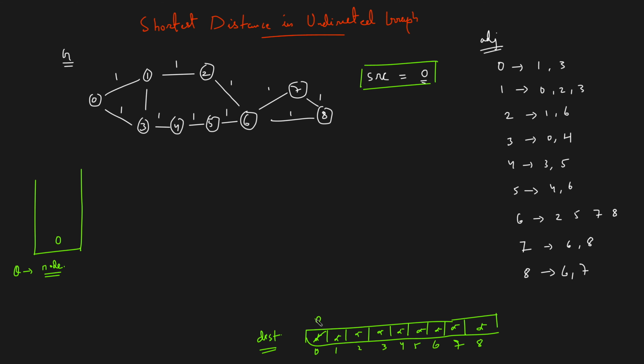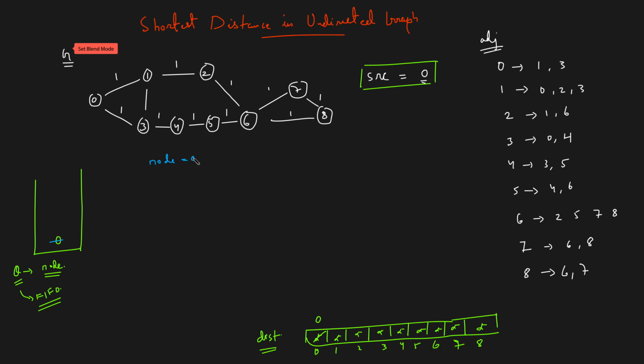You're going to take a distance array, mark everything as infinity apart from the source node, and you're also going to take a queue data structure, which always follows the first in first out technique. You're going to put the source into it. Now at first, whatever is there on the source, you take it out. So the node 0 will be taken out.